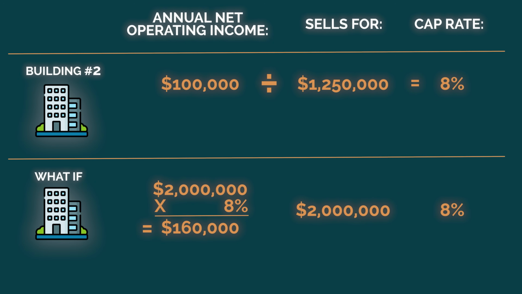And so you'll see cap rate in different contexts, and it's a simple algebra equation. Net operating income divided by sales price equals cap rate. And so as long as you have two of those three numbers, you can calculate the missing number, but you have to have two of the three.